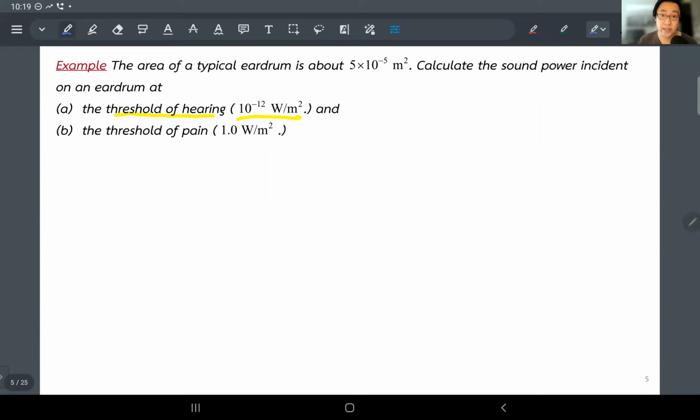So they want to calculate the sound power. You are directly applying power is just I times A. Does that make sense, guys? Simple, just plug it in. Say 10 to the negative 12, and let me omit the unit here, and you just multiply by the area. At the end, you know it's going to be in units of watts. You are done.